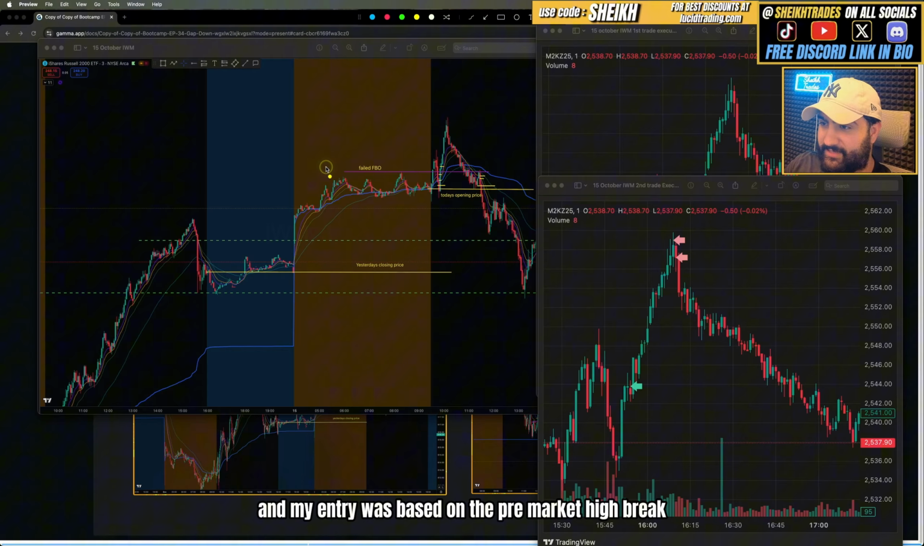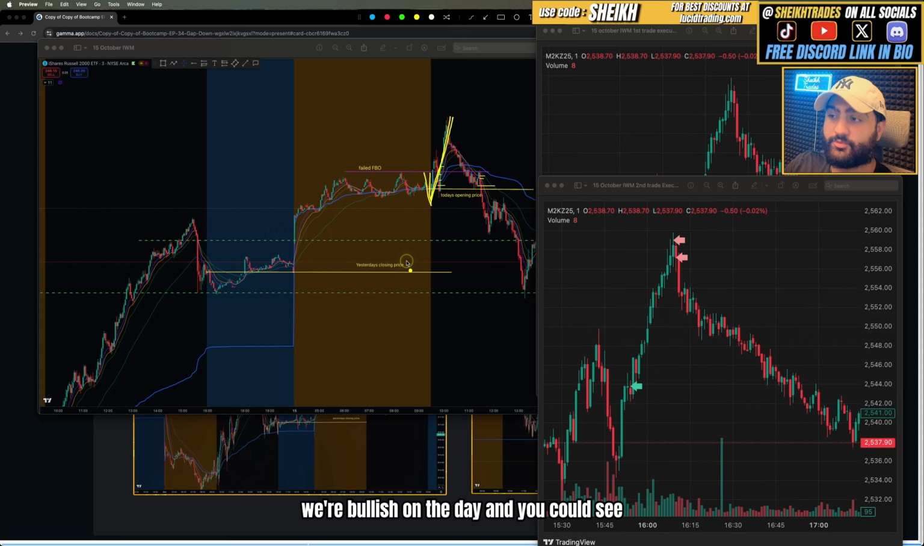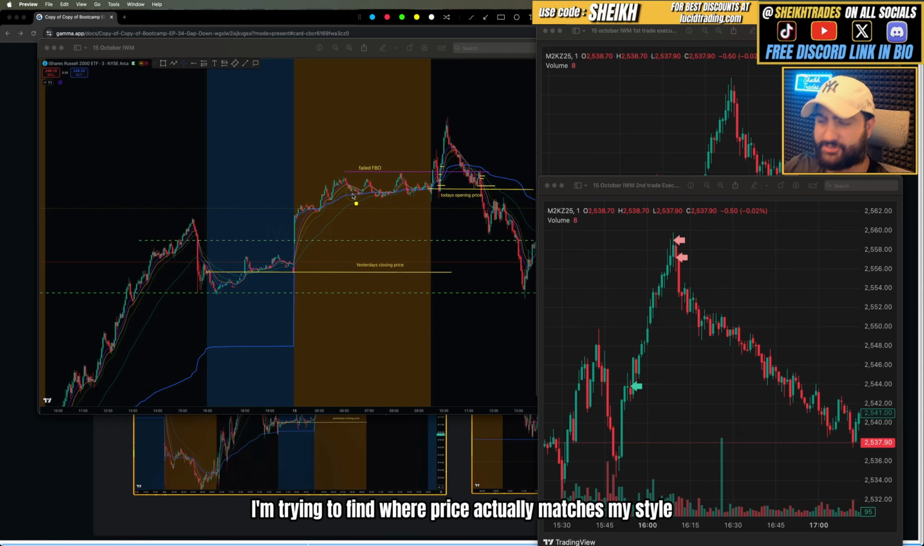And my entry was based on the pre-market high break. So you could see that we're in a gap up. It pops, it drops, and then it pops. We're bullish on the day. And you could see I'm trying to find where price action matches my style, matches my playbook, matches my entry model. So when we pop up the first time, I take my entry.